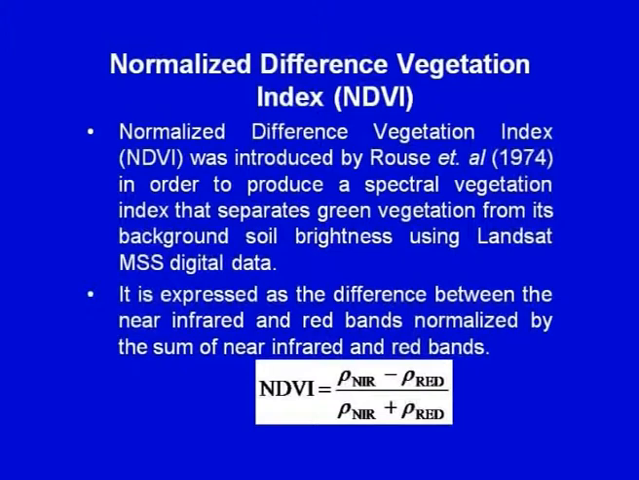Normalized difference vegetation index was first introduced by Rouse et al. in 1974 in order to produce a spectral vegetation index that separates green vegetation from its background soil brightness using Landsat MSS digital data. It is expressed as the difference between the near infrared and the red bands normalized by the sum of the near infrared and the red bands.